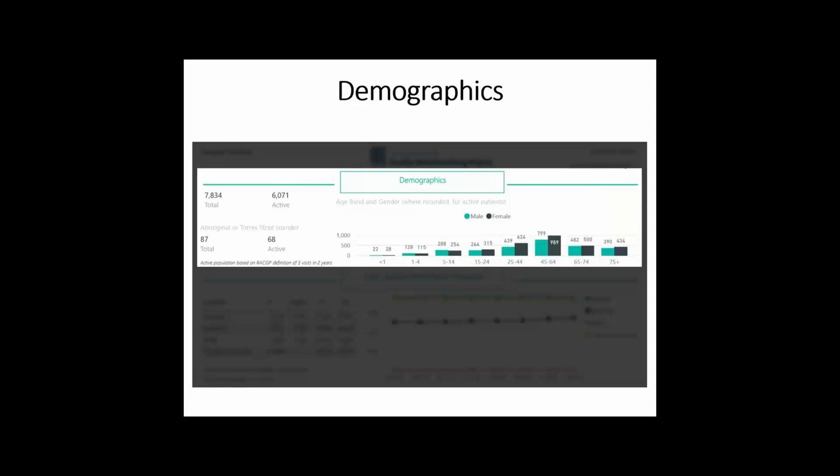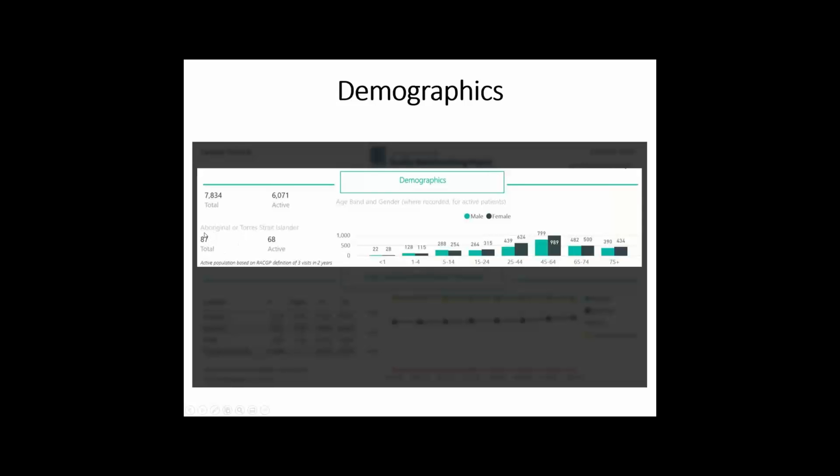At the top of page 1 we've got the demographics section. You can see at the top left we've got that number 7,834 as the total. That refers to your total practice population. That doesn't include any patients that you have archived. And then across to the right you've got the active value. So that refers to your active practice population as defined according to the RACGP definition of an active patient being they've had at least 3 visits in the past 2 years.